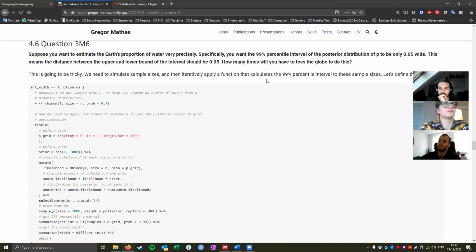Question 6, suppose you want to estimate the Earth's proportion of water very precisely. Specifically, you want a 99% percentile interval, so almost covering all of the distribution.